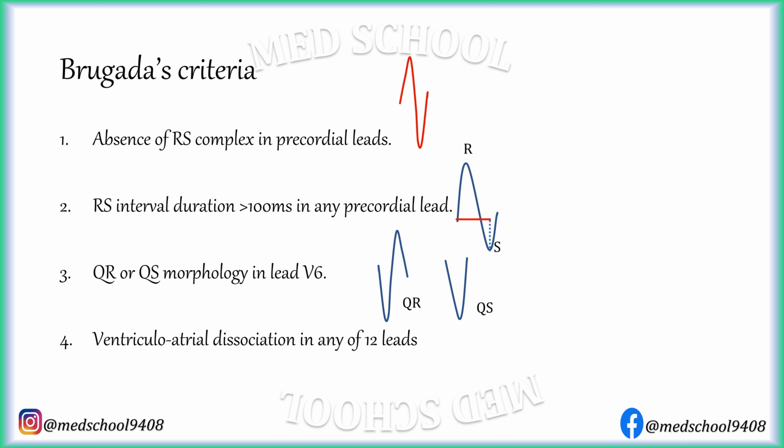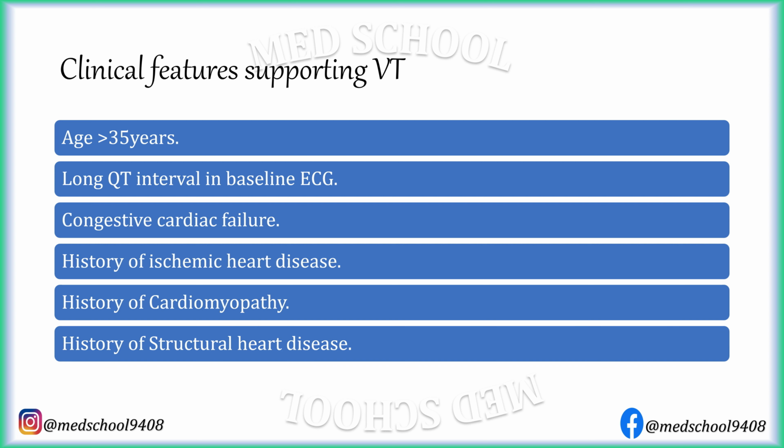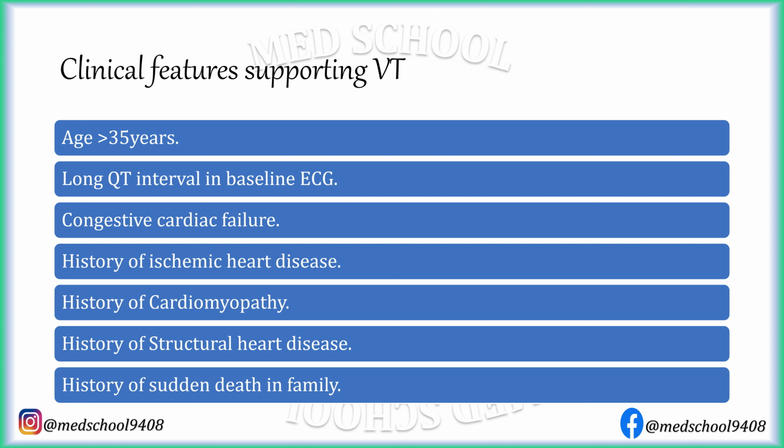There are some clinical features which support diagnosis of VT against AVRT. They are age more than 35 years, long QT interval in baseline ECG, presence of congestive cardiac failure, history of ischemic heart disease, history of cardiomyopathy, history of structural heart disease, and history of sudden death in family.